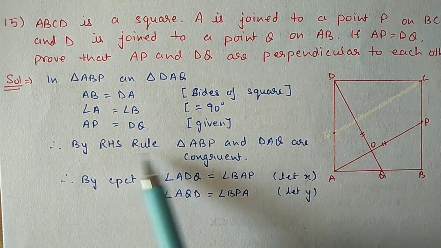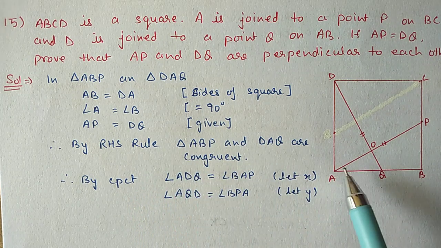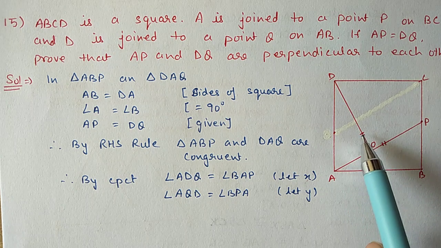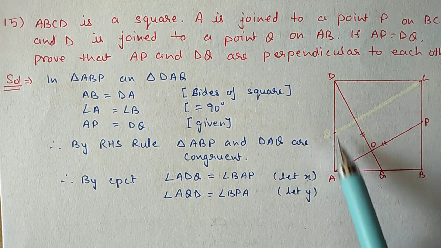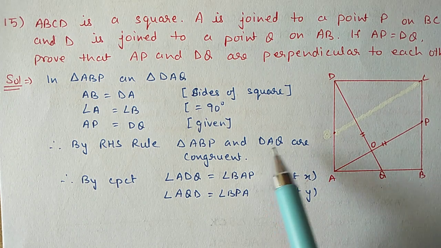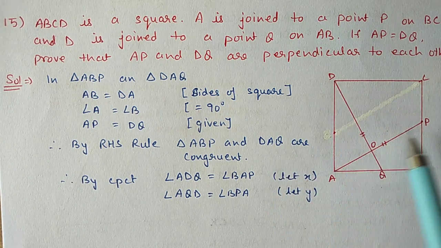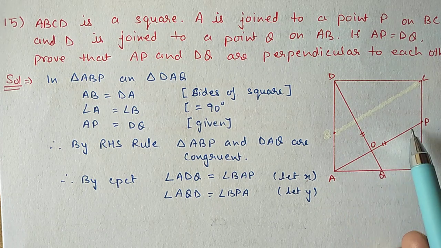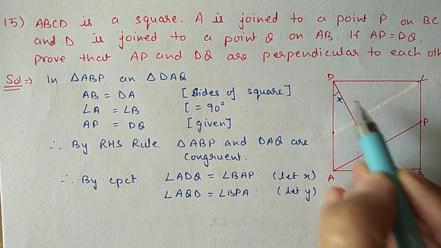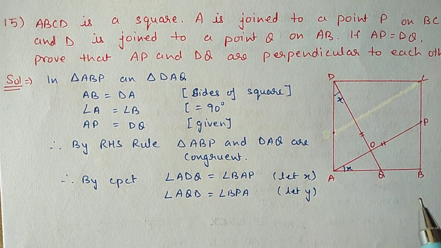So by RHS rule, means right angle, hypotenuse and side, we have taken one right angle, hypotenuse and side. By this rule, these two triangles are congruent to each other. And if these two triangles are congruent to each other, then corresponding parts of this triangle will be equal. So we can say here angle ADQ and angle BAP will be equal. Let it be X. So we can represent it by X. This angle is X and this is X.